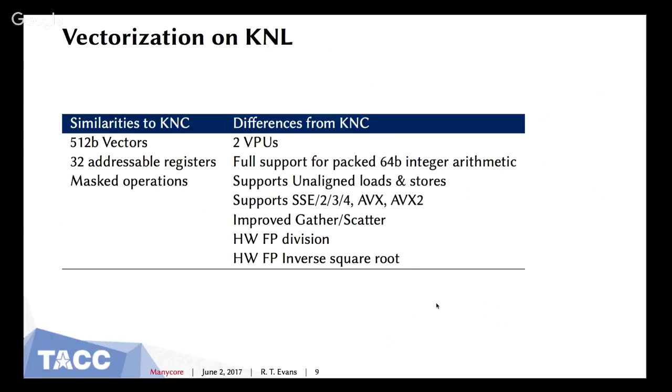And this is another comparison between the KNL and the KNC architecture. Whenever I say KNC, it's Knights Corner; KNL is Knights Landing. They have the same length vector units, but there are two on the KNL. The KNL has more support for integer arithmetic. I mentioned the alignment earlier, and it's got legacy support. And it has hardware division and square root on the chip, whereas on the KNC, it had to do that in software.